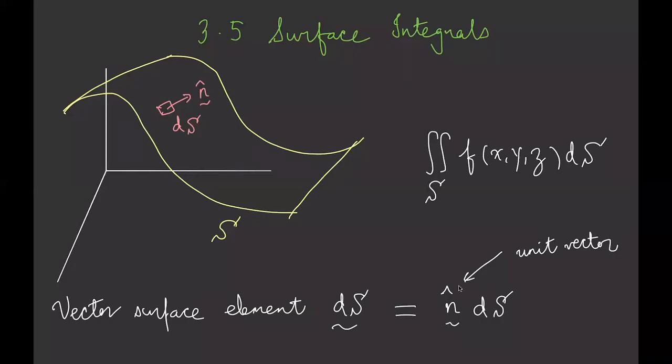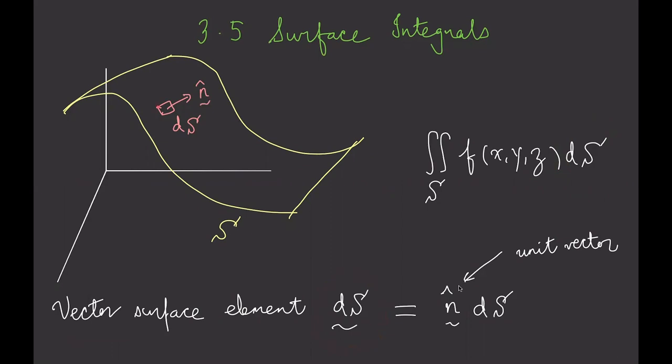Last time we talked about integrals of this form. It's a scalar valued function, a scalar field, and you're integrating with respect to this surface element ds. Sorry, not arc length, the surface element ds. That's a scalar quantity. But I'm now going to define a vector surface element. Notice that this is ds with a line under it. How am I going to define it?